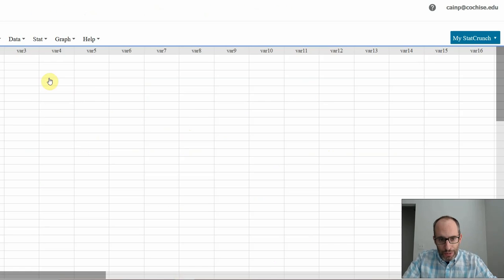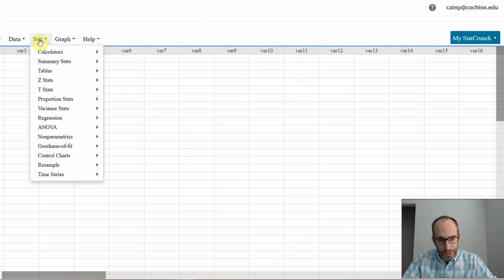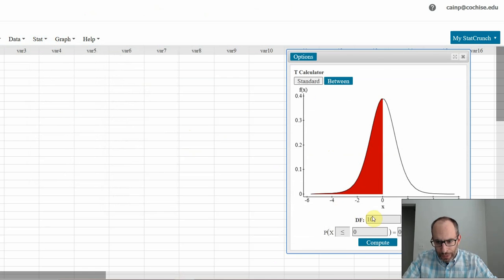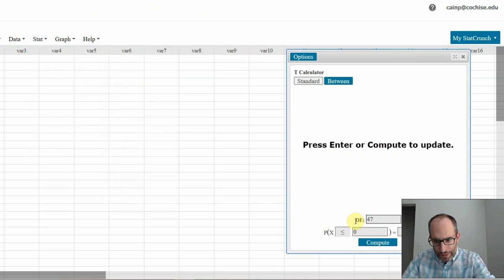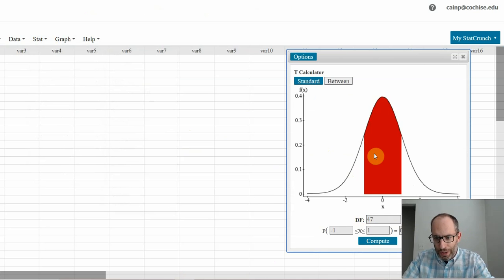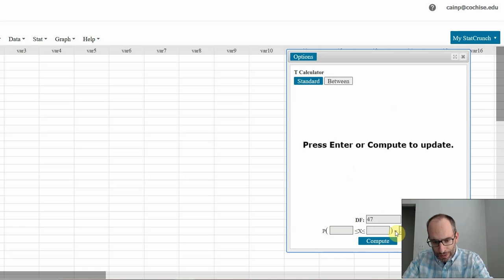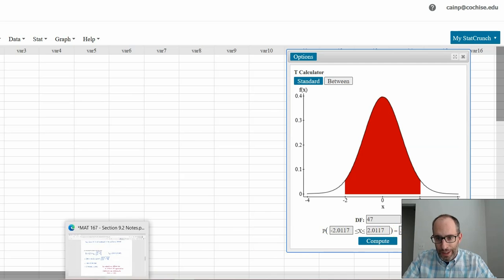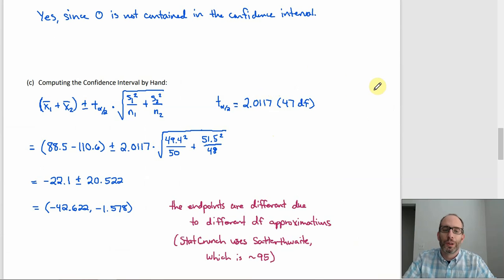But if you were going to do this in StatCrunch, you'd have to use the T calculator and put in 47 degrees of freedom. And then you could do it as a between and just say you want your between to be 0.95, like that. And there's the 2.0117 critical value, and that's exactly what I've got right up there.